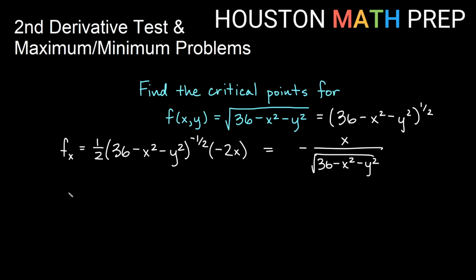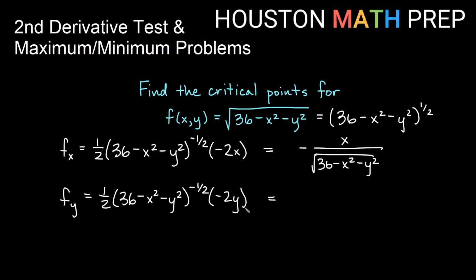A similar thing is going to happen for fy. Partial fy, the 1/2 would come out. We wouldn't change the inside stuff. We'd have 36 minus x squared minus y squared to the negative 1/2 as the power goes down by 1. And now the chain rule would give us a negative 2y from the inside. And so we would actually get the 2 and 1/2 reducing again and get negative y over the square root of 36 minus x squared minus y squared.